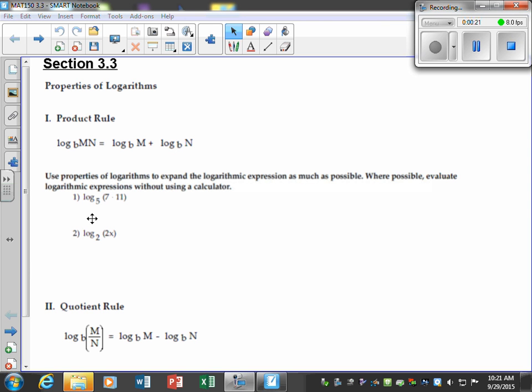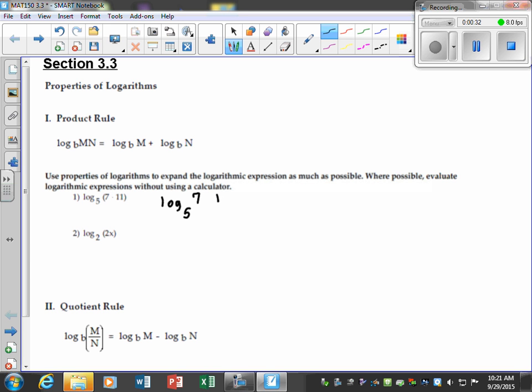So we'll look at these two examples in this next part to rewrite this. This could be broken apart to be log base 5 of 7 plus, because this right here is a multiplication, it's hard to see. The multiplication of these two can be rewritten into two separate logs. So we can get log base 5 of 11. So these are equivalent, using our property.